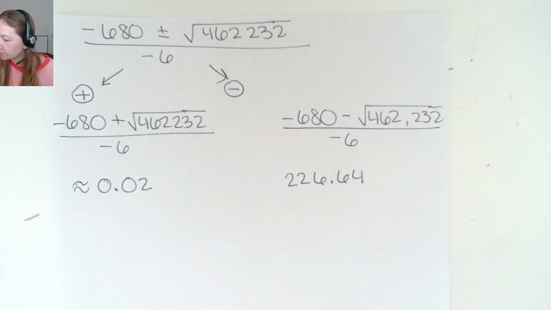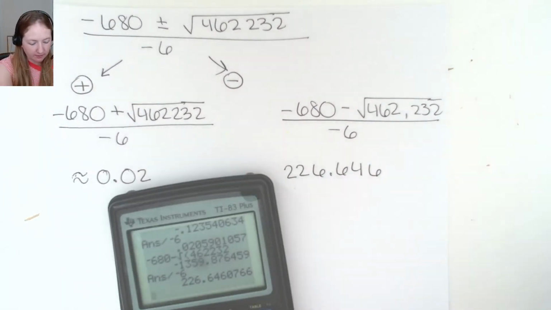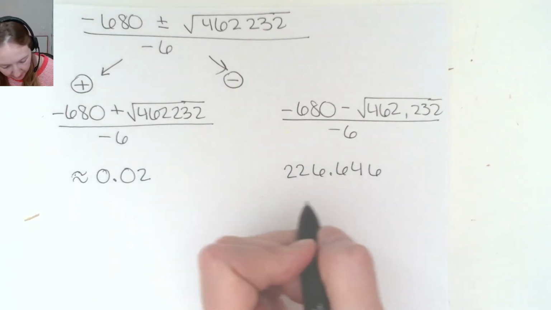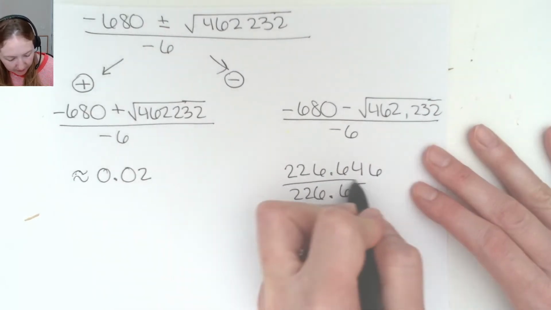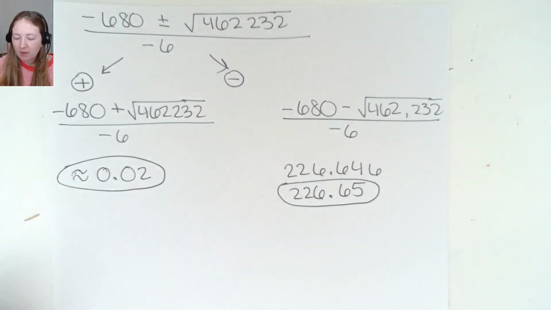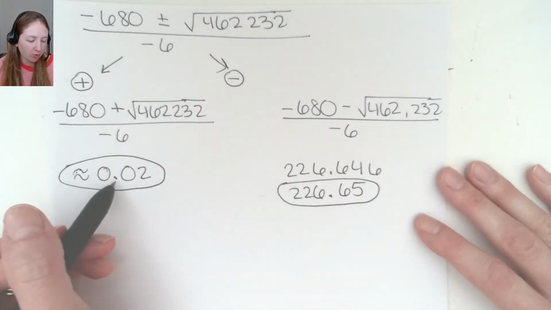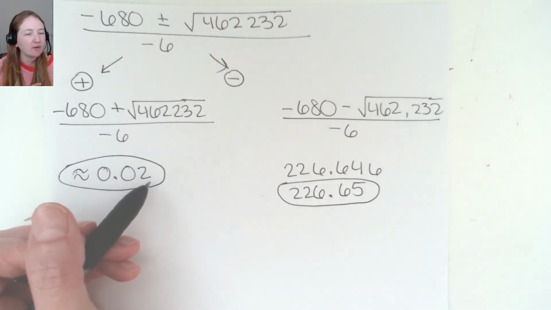That gives us 226.64. Now, when they say to round to 2 decimal places, that 226.646 will round up to 226.65. So technically, you have these two critical numbers. Now, thinking about this from a practical standpoint, you're trying to maximize profit. If you look at 0.02, that looks like it's probably not going to be the thing that maximizes profit, but you never know.